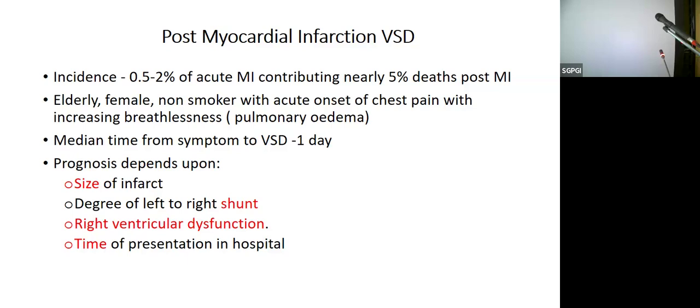First is size of infarct. Second is shunt. Now, because there is an acute VSD, there will be a left to right shunt. So the ratio of that shunt is very important. Third, ventricular dysfunction because of that shunt. And fourth, but most important, when the patient is presenting after the insult, after how many days? Now, if I talk about the median time of symptoms, from the insult to 1 day, the symptoms start deteriorating. And from 1 to 5 days, the mortality goes on increasing.